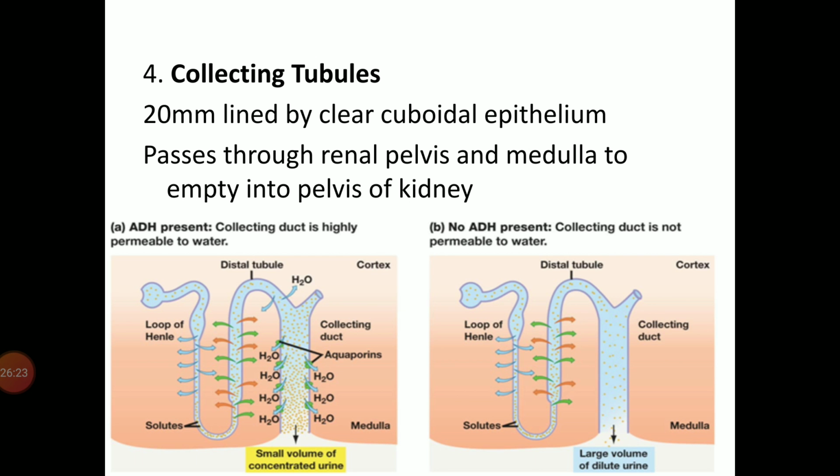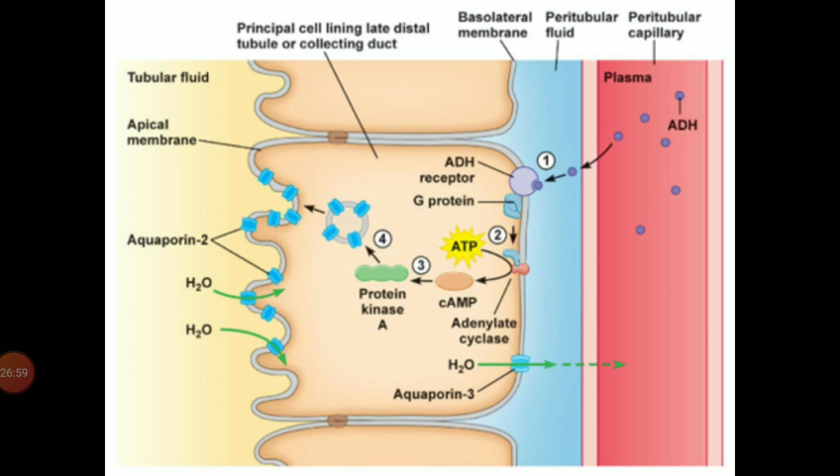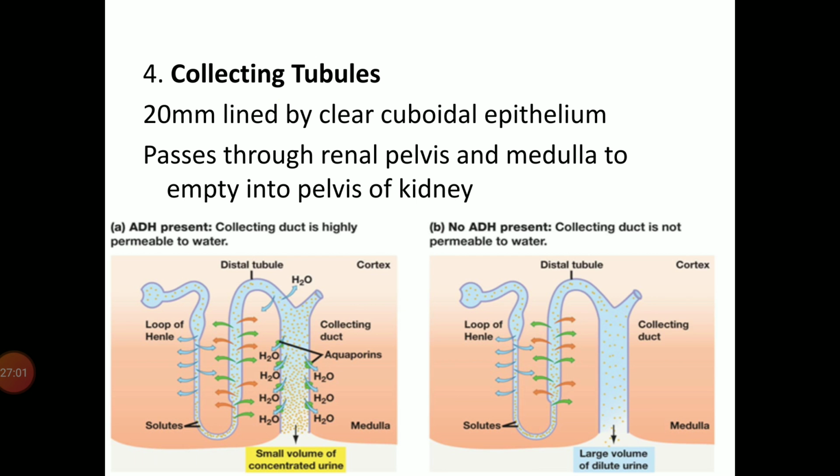Now let us see the collecting duct. The distal tubule is followed by the collecting tubules, or the collecting duct. These collecting tubules are 20 mm long, and they are made up of clear cuboidal epithelium. In the collecting duct the ultrafiltrate passes through, and many other reabsorption processes can occur, and then the final constituent of urine is formed, and it drains into the renal pelvis and into the ureter. Now let us see what is happening in this collecting tubule.